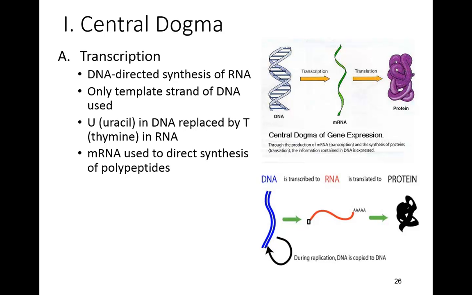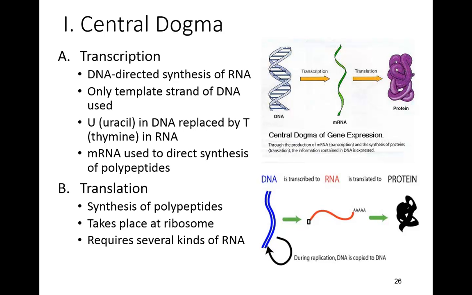So transcription is DNA-directed synthesis of RNA. It's done on the DNA, and you have enzymes that make copies of sections of messenger RNA. As we discussed before, thymine in DNA is replaced by uracil in RNA, and then mRNA is used to direct the synthesis of polypeptides.